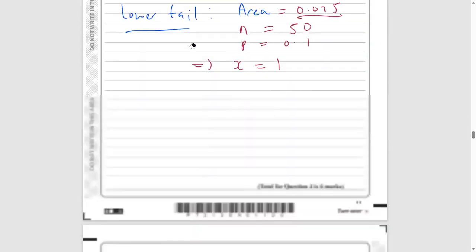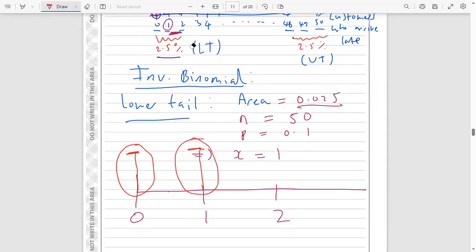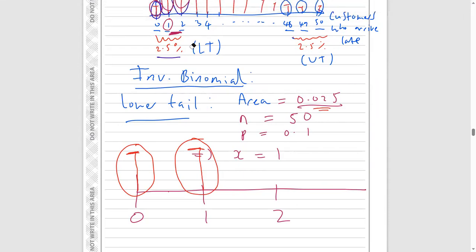If we think about a line, let's try and do this properly, because I want to make sure you guys understand this. So we got 0 customers who arrive late, 1 customer who arrives late, 2 customers who arrive late. The calculator has a height here for the probability that 0 arrived late, and this height, let's say, there. Just because we put 0.025 into the calculator doesn't mean that these two heights added up equal 0.025 exactly. It just means that the nearest x value, the nearest number of customers who arrive late closest to this area, 0.025, is 1.